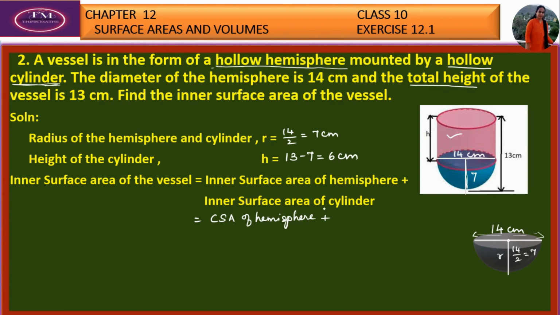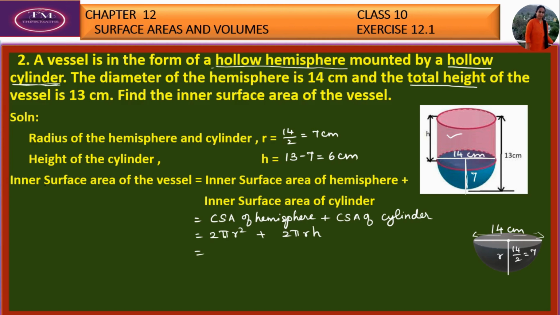What is the cylinder's inner surface? It is nothing but the curved surface area of the cylinder. CSA means curved surface area. What is the curved surface area of a hemisphere? Its formula is 2 pi r square. And the curved surface area of a cylinder is 2 pi r h.